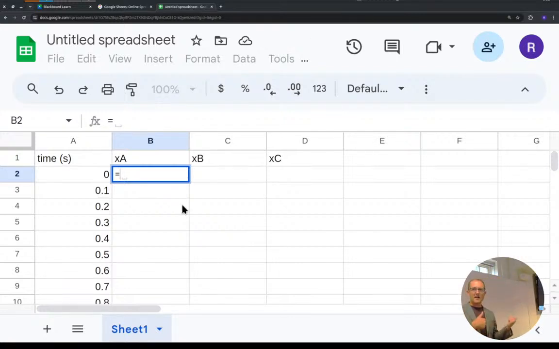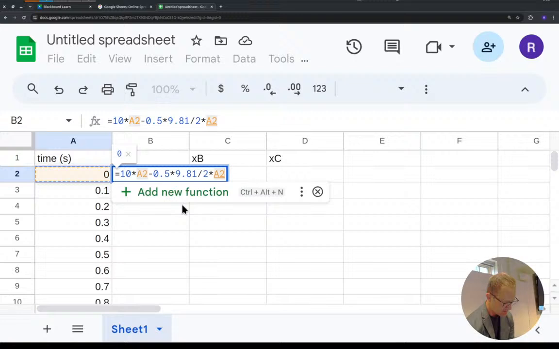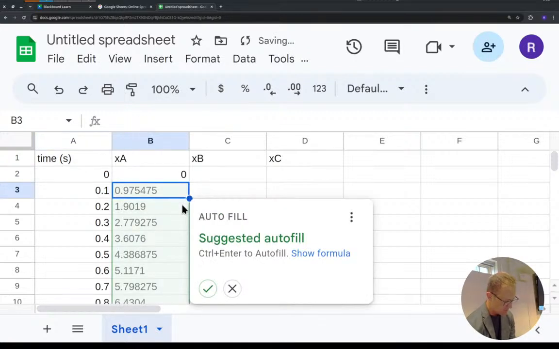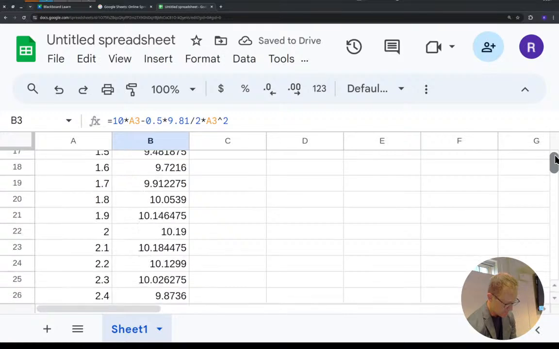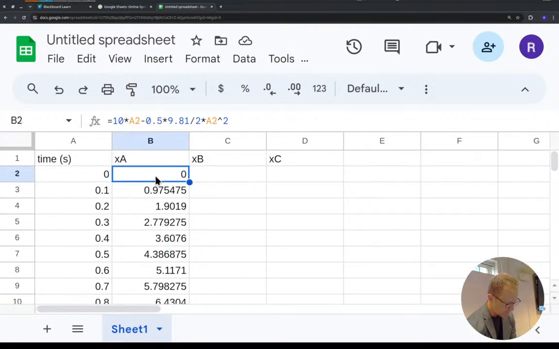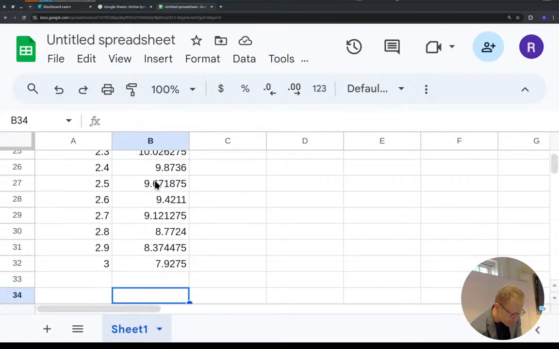XA, I can use time as part of it, so it's going to be 10 times time minus mu, I think was 0.5, 9.81 over 2 times t squared. Autofill. And I think I did this right. It doesn't look right. No, it's okay.